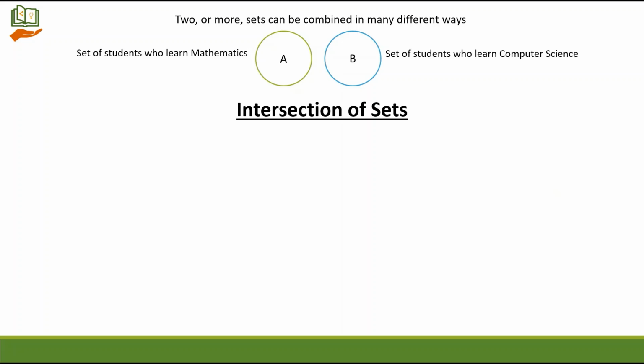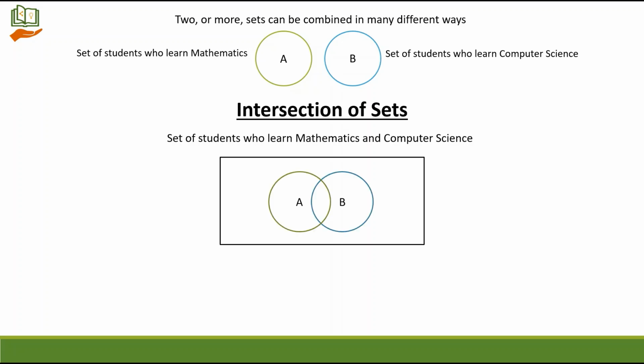The next operation that we are going to see is intersection of sets. Now what is intersection? We have to get the set of students who learn mathematics and computer science. So it is not about the students who learn only mathematics. It is not about the students who learn only computer science. It's about the students who learn mathematics as well as computer science at the same time. So we will take the Venn diagram here. So this is where A and B meet together. So students whoever learn mathematics as well as computer science will be placed under this region.